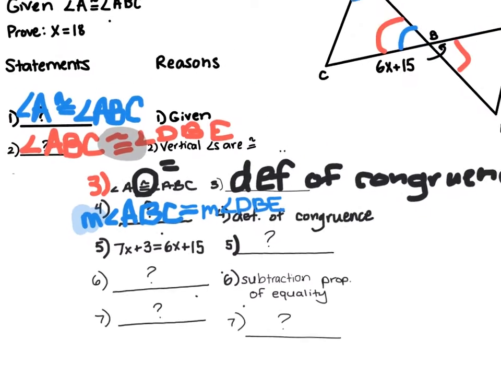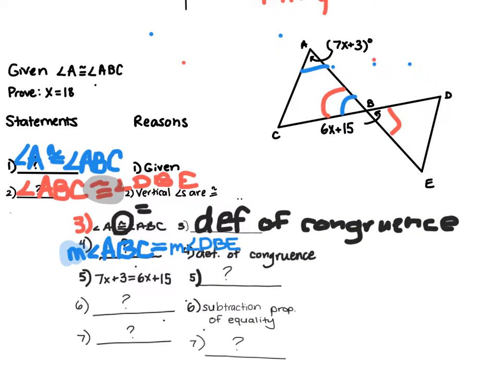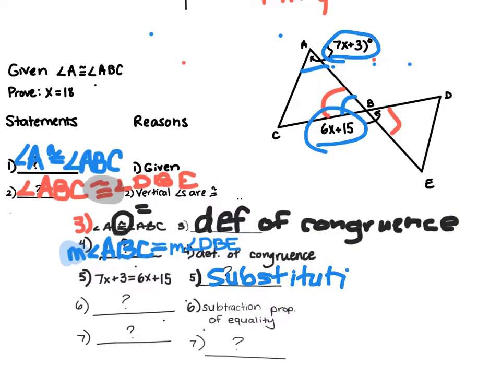Okay, so then 5. Now this is the first time we've had expressions introduced. So 7x plus 3, which came from here, and 6x plus 15. Good. Substitution. Because we took an actual angle name and replaced it with its value, right? From here we said ABC, which is this angle here, is equal to DBE, which is, we set it up on the top, equal to angle A, right? And if they're equal by name, we can take their expressions and put them in, and that's substitution.